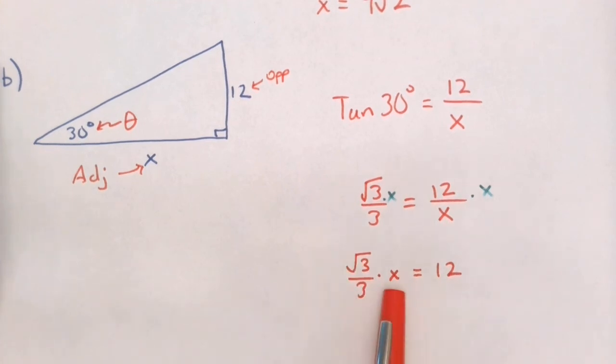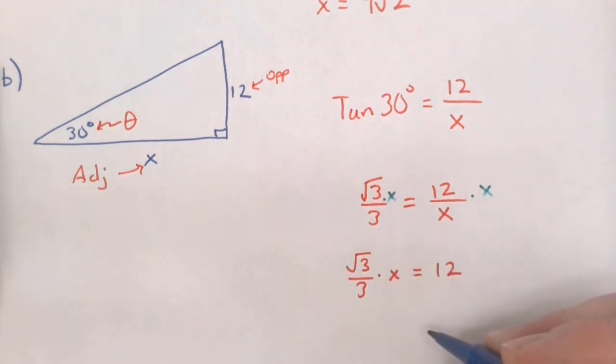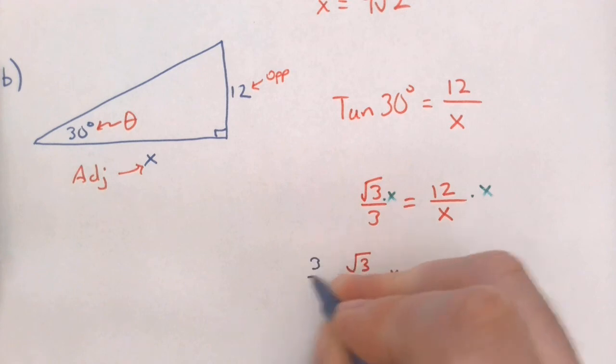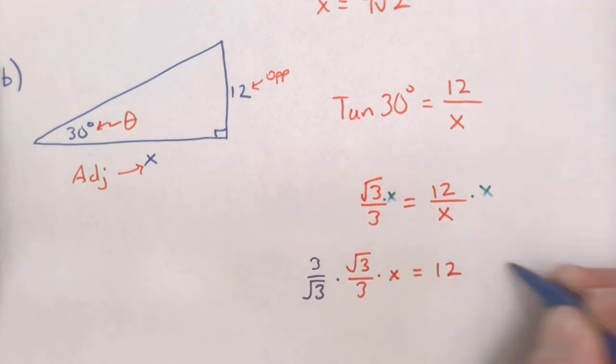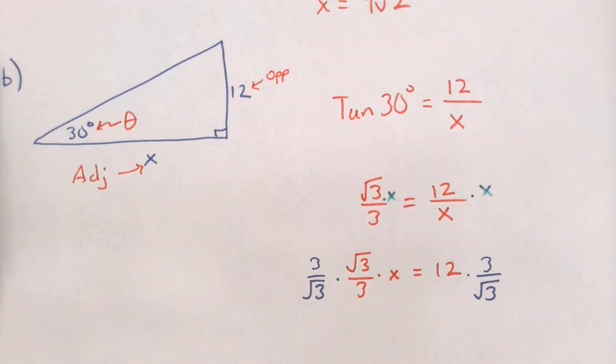We have the number times x, so you could divide both sides by that number, but in doing so you would be dividing by a fraction. And dividing by a fraction is the same thing as multiplying by its reciprocal. So a better option here would be for us to multiply both sides by the reciprocal of the number that's being multiplied by x. So I'm going to multiply both sides by 3 over the square root of 3. On the left side, everything cancels out there except for the x.